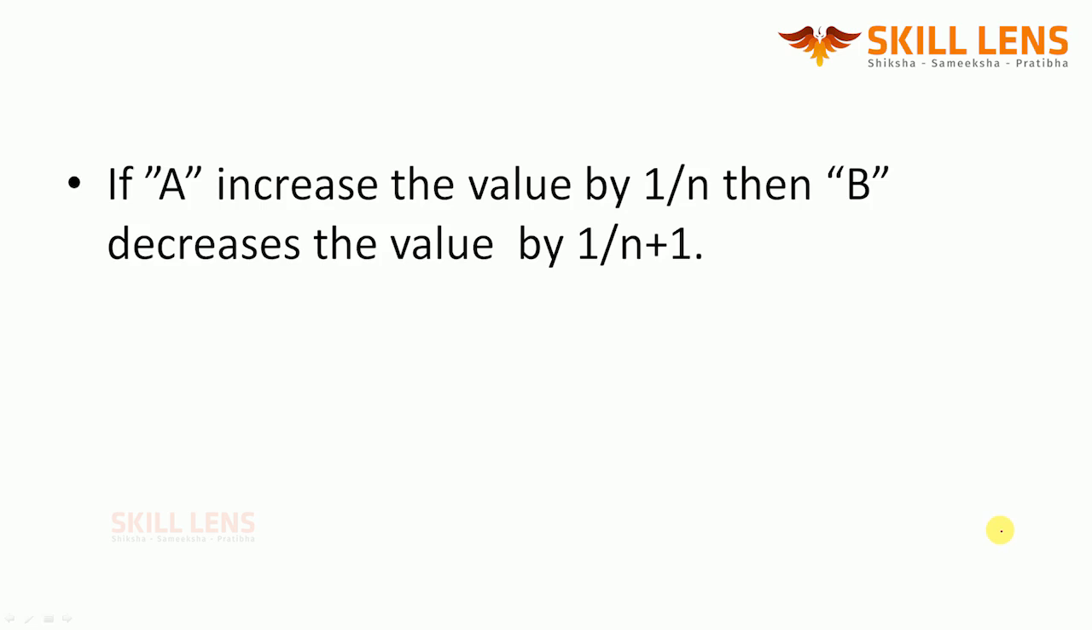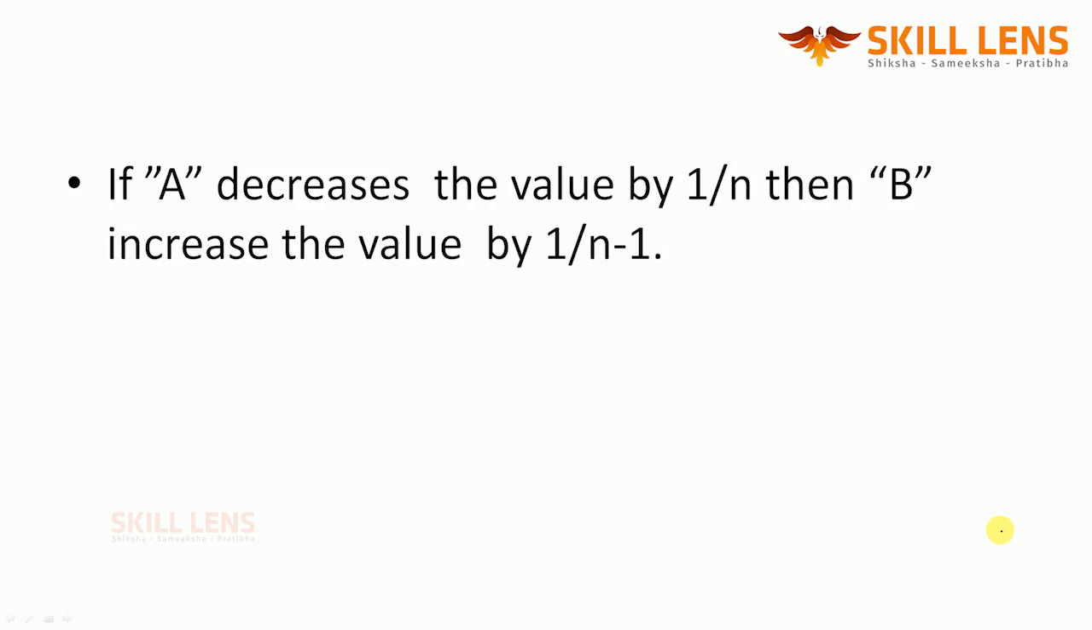Please, please take a look here. If A increases the value by 1 by n, then B automatically decreases the value by 1 by n plus 1, where C is constant. That is very, very important. And again, the other note is what? If A decreases value by 1 by n, then B increases the value by 1 by n minus 1, where C has to be constant. Let's apply this formula in our upcoming question.